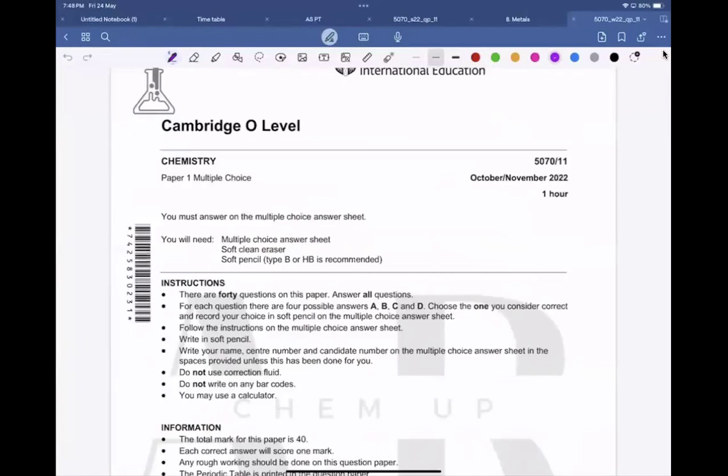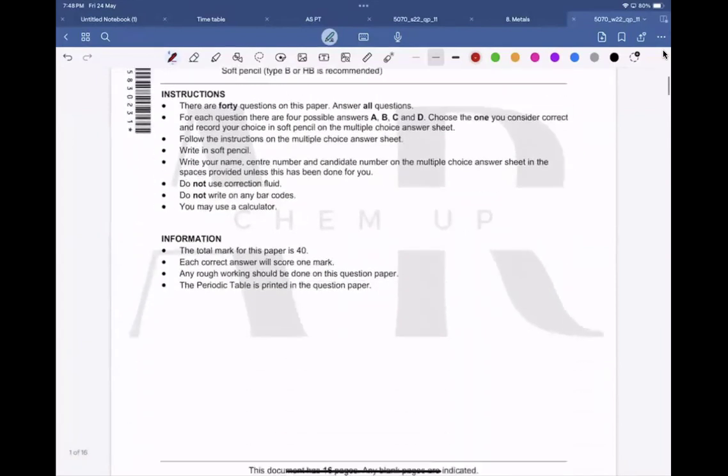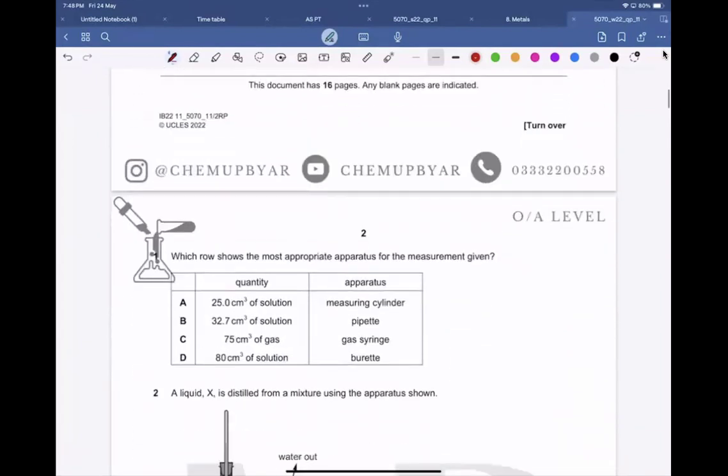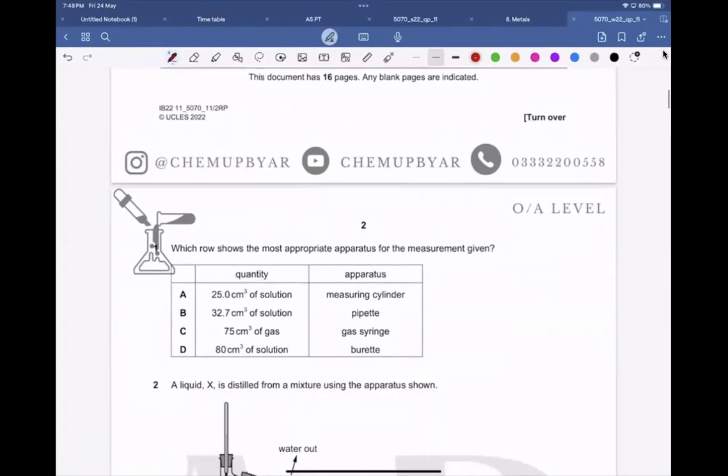Today we are going to start paper 1-1 of 5070 chemistry, October, November 2022. Okay, let's start with question number 1. Which row shows the most appropriate apparatus for the measurement given?